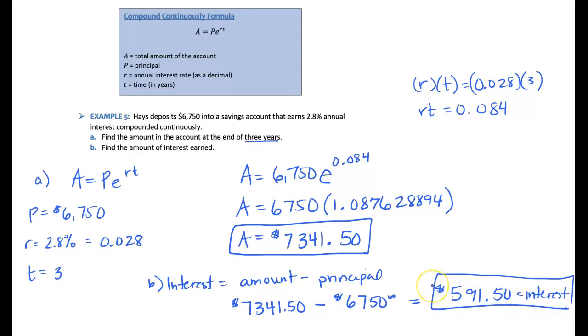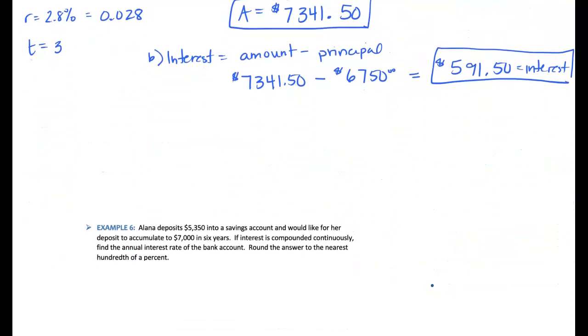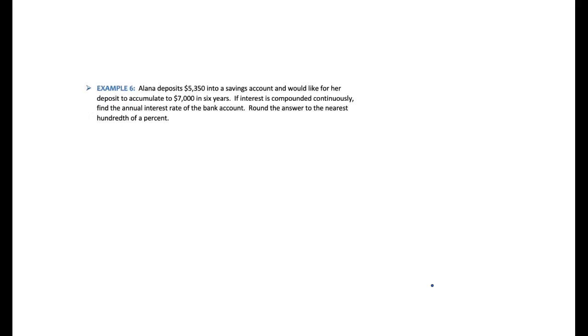Let's take a look at example 6. Alana deposits $5,350 into a savings account and would like for her deposit to accumulate to $7,000 in 6 years' time. If interest is compounded continuously, find the annual interest rate of the bank account. Round to the nearest hundredth of a percent.